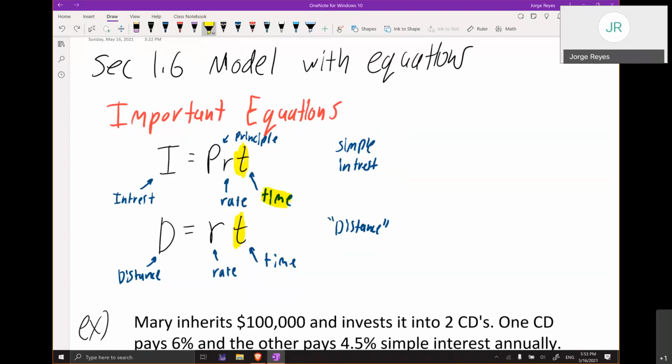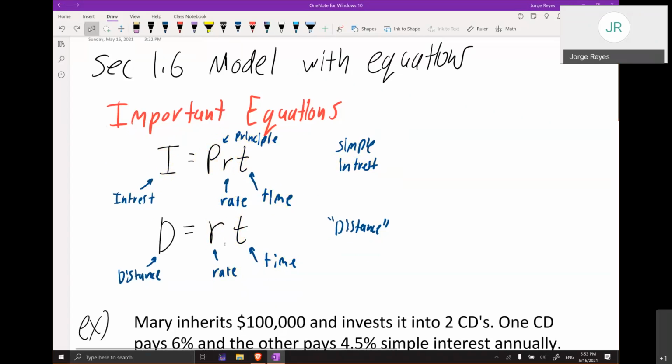On top of that, r also almost always means rate, but that's a little more nuanced. Rate could mean many different things, which we'll see later on. And for this interest equation, I stands for interest. That's the point of the equation. And P stands for principal, which is basically the starting money.